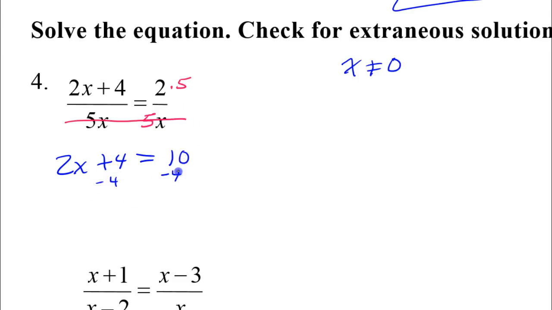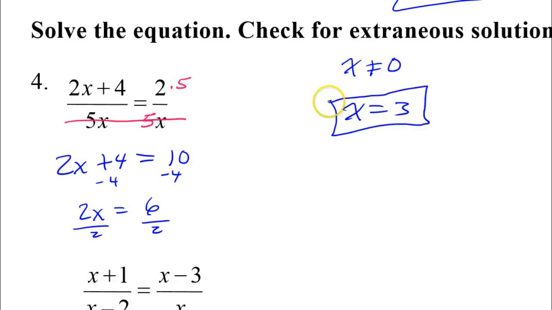But anyway, so I have 2x plus 4 is equal to 10. Subtract the 4 from both sides, so 2x is equal to 6. Divide by 2, so x is equal to 3. So that's the solution, and it is not extraneous.